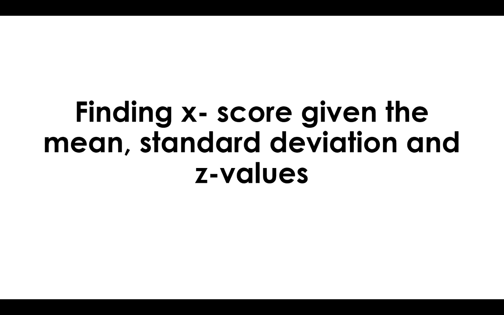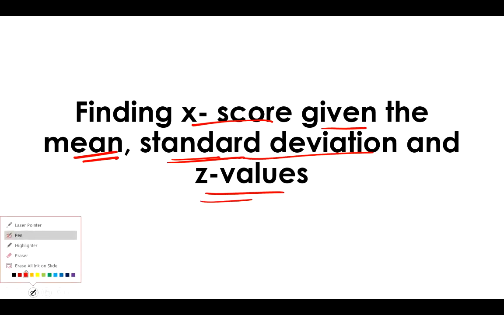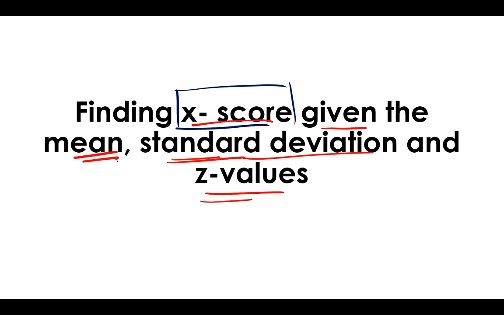Let's continue our discussion. We are already done with finding the area given the mean, the standard deviation, and the z-score. Now we're going to find the x-scores given the mean, the standard deviation, and the z-values. This video talks about how we are going to find the x-scores given the following.